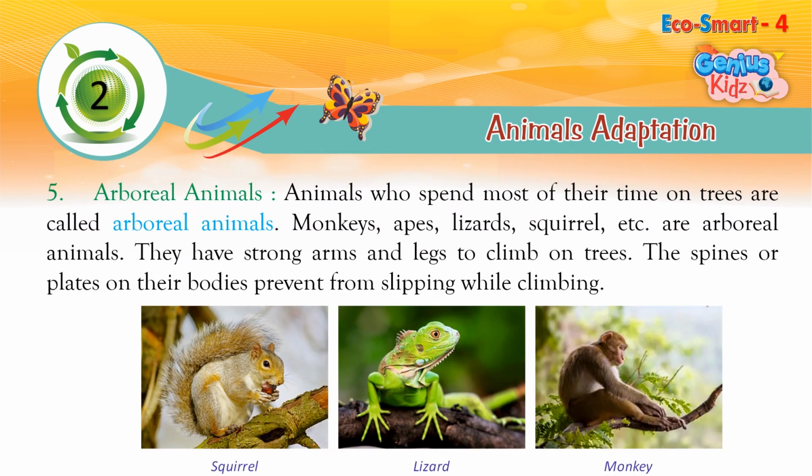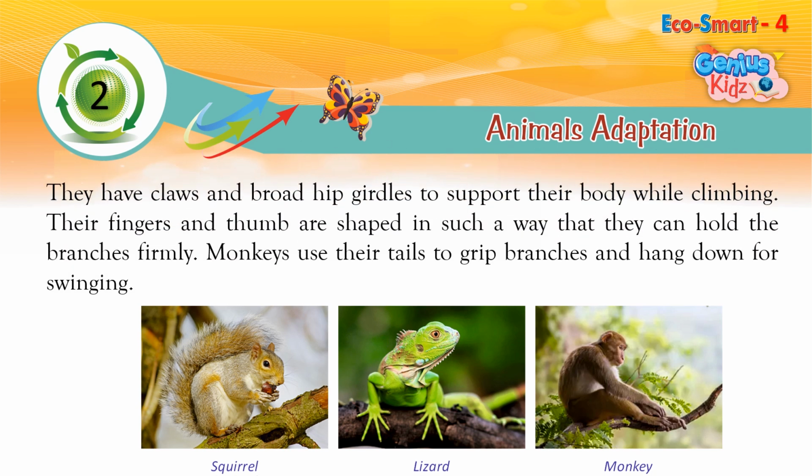5. Arboreal animals. Animals who spend most of their time on trees are called arboreal animals. Monkeys, apes, lizards, squirrels, etc. are arboreal animals. They have strong arms and legs to climb on trees. The spines or plates on their bodies prevent them from slipping while climbing. They have claws and broad hip girdles to support their body while climbing. Their fingers and thumb are shaped in such a way that they can hold the branches firmly. Monkeys use their tails to grip branches and hang down for swinging.